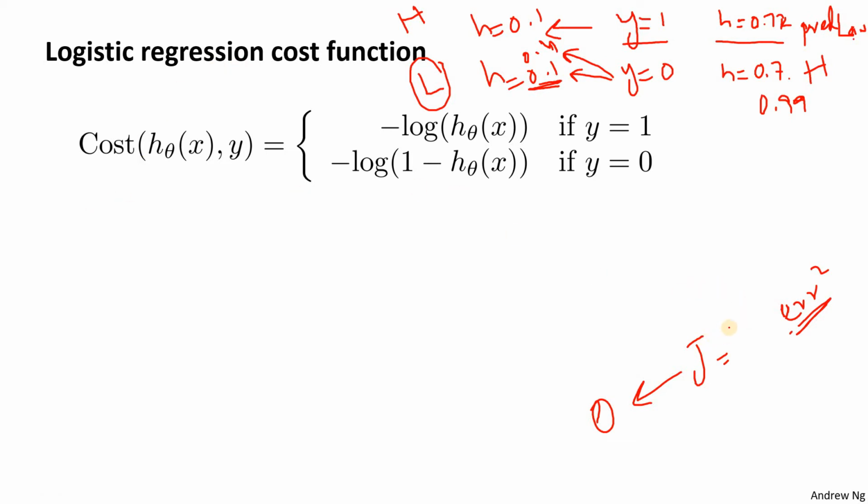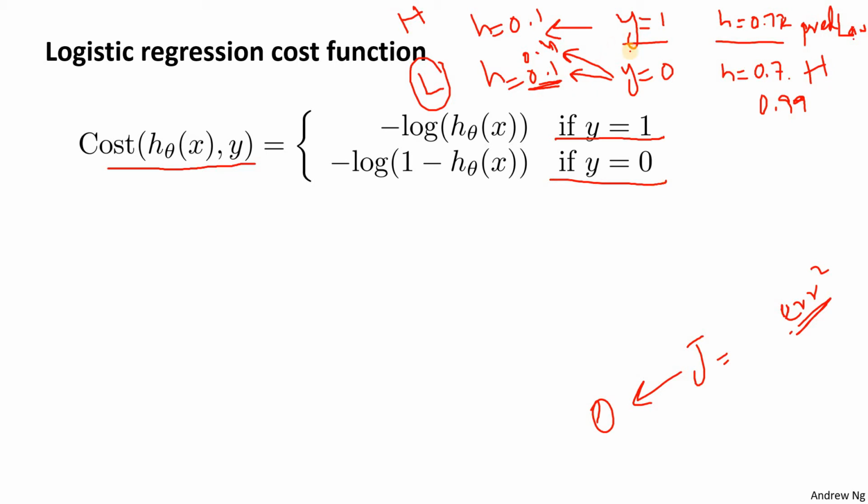So remember, in the case of linear regression, we have one big formula, 1 over 2m sum of error square. Here we have two parts of the formula. So the cost function J depends on two things. It has an equation with two terms. One term is when y is 1 and one term is when y is 0.